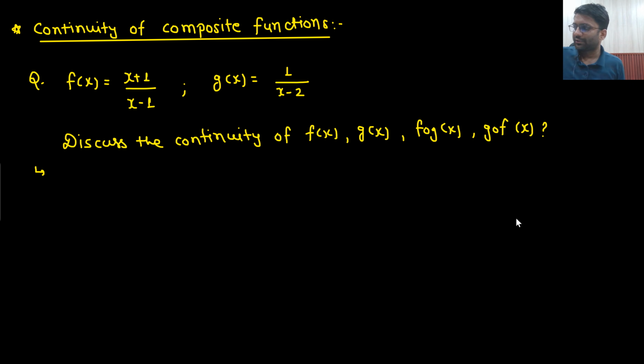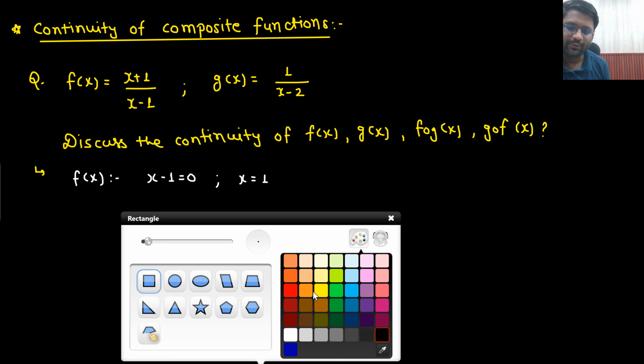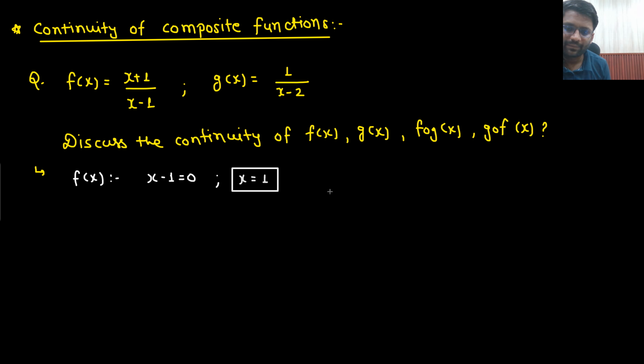Yeah, welcome back. Did you try this question? Okay, let's get started. First let's talk about f(x). In f(x), sir, when will it be discontinuous? When the denominator becomes 0. That means x minus 1 becomes 0. That means x equals 1 will be the point where it will be discontinuous. Understandable? Very straightforward. Similarly, you can write down for g(x) as well. When the denominator becomes 0, at that time it will be discontinuous. So this is for g(x).